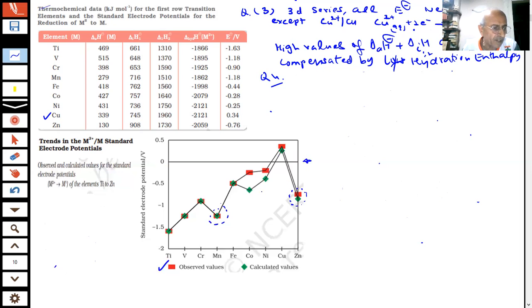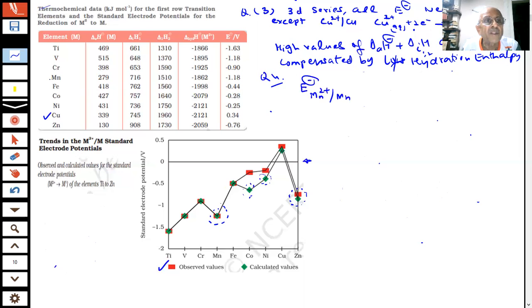So then what is happening? This is my nickel and here is my cobalt, student. What is happening is these values are coming down, student. So this first question now: the E naught of Mn2 plus to Mn.